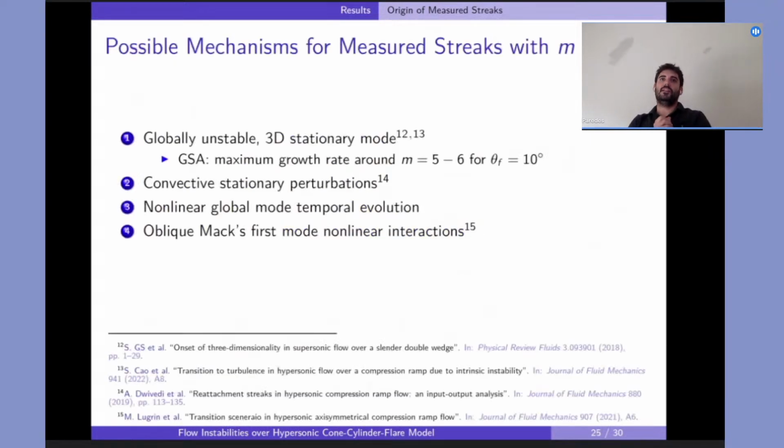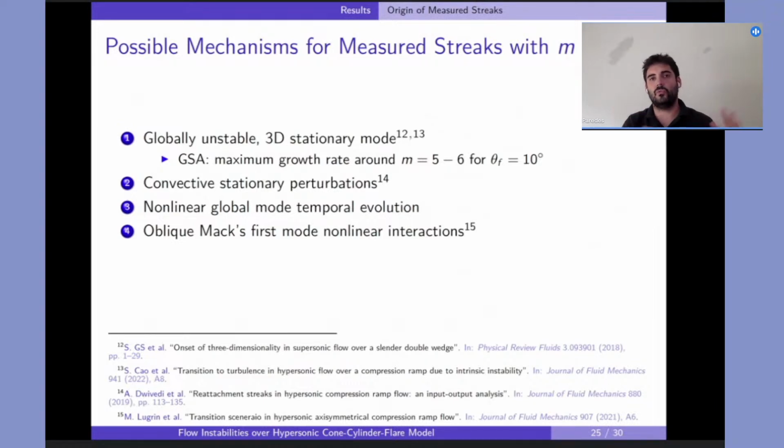So we want to understand the origin of those m equal to 36 streaks. For that, first, as I just presented, we checked whether the globally unstable mode had that azimuthal wave number. That's a no. Then we look at the convective stationary perturbations, because previous studies have shown that can be one reason for that. We also look at the nonlinear global mode temporal evolution to see what could happen in that case, and also at the oblique Mack first mode nonlinear interaction.